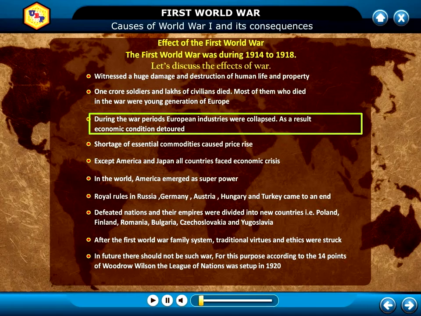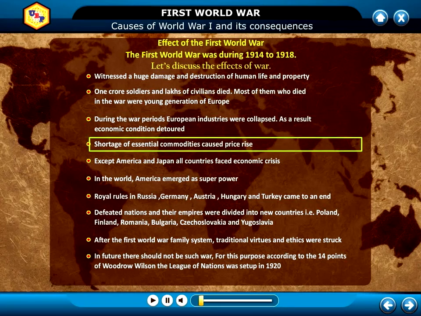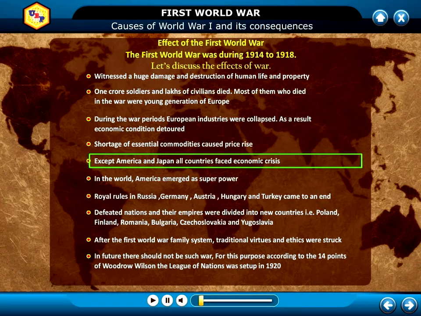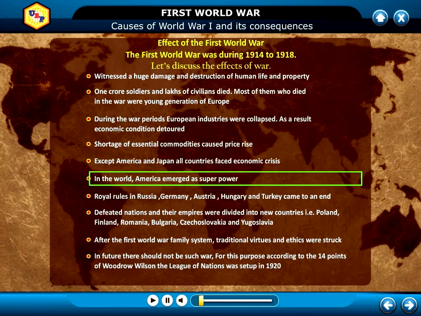During the war periods, European industries were collapsed. As a result, economic condition deteriorated. Shortage of essential commodities caused price rise. Except America and Japan, all countries faced economic crisis. In the world, America emerged as superpower.